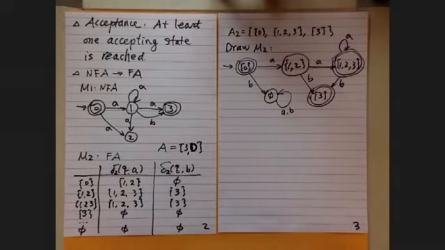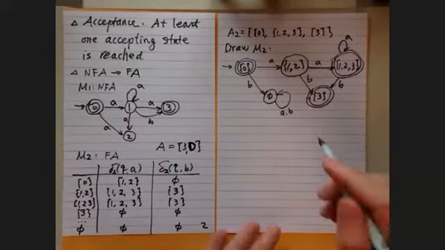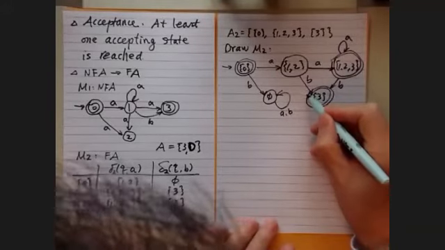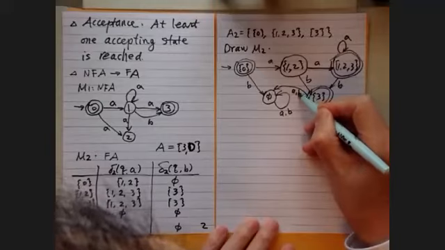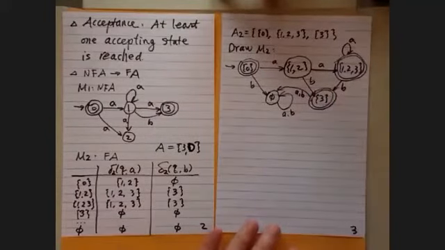Did I miss anything? Check. The set 3 doesn't have transitions? Yes, 3 goes to the empty set. Very good. So you need to do this one, A and B. Did I miss any?